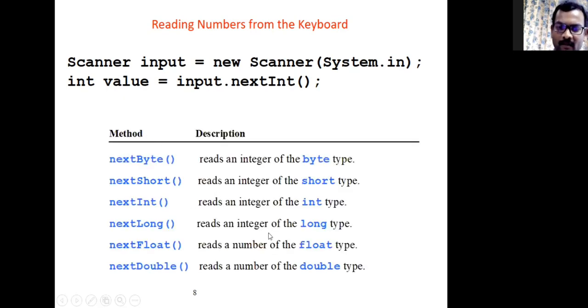So these are the different methods which are used to read the different types of values. If you want to read a byte value from the keyboard, the method is nextByte. Similarly, if you want to read short values, integer values, long values, float values, and double values, these are the methods in the Scanner class to read the corresponding data type of values. Now I'll explain this one with an example program.